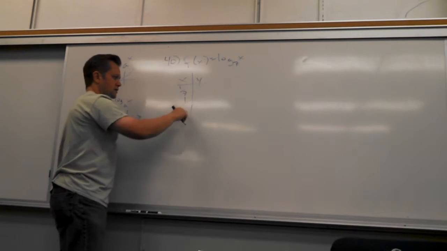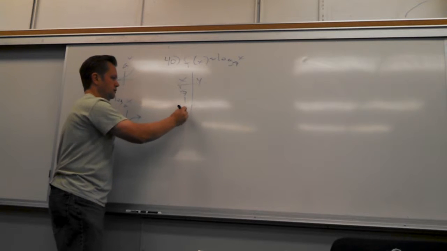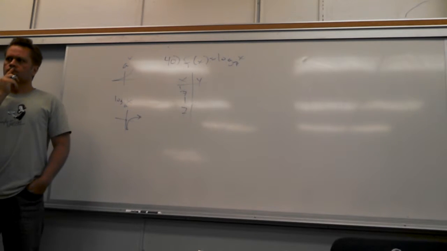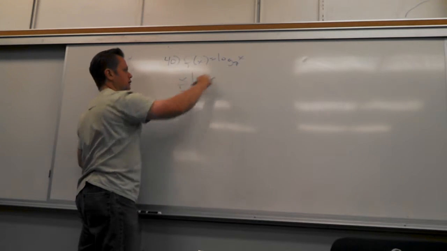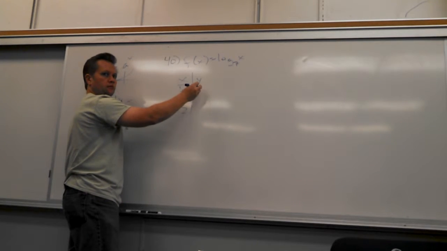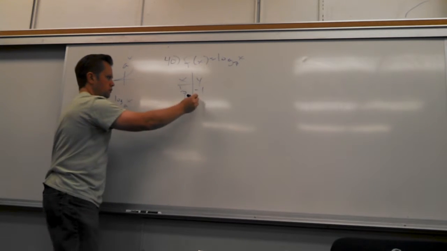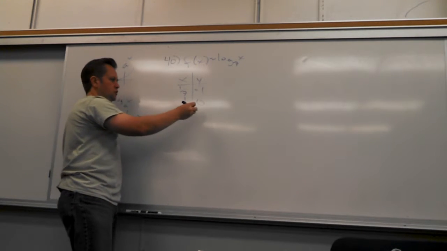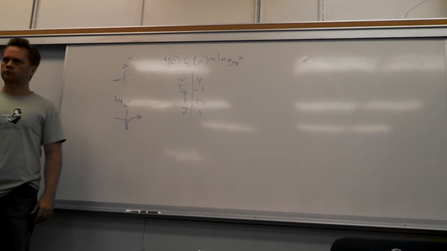And then another smart thing, 7. Sweet. And those correlate to what power do I need on 7 to make it 1/7? Negative 1. What power do you need on 7 to make it 1? 0. What power do you need on 7 to make it 7? 1. Plot those, fill in the shape, you're done.